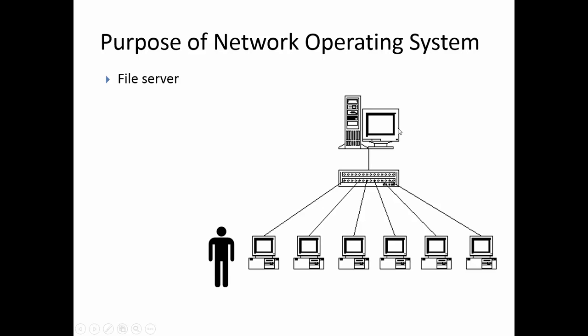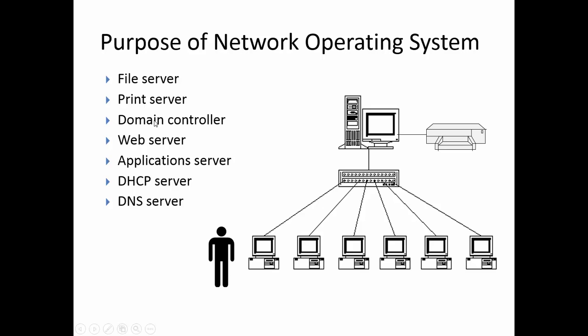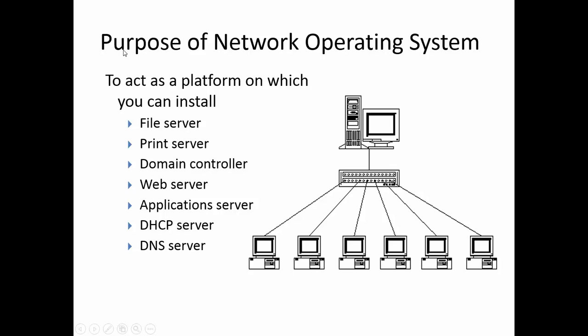But there are other purposes of an operating system as well. An operating system can act as a print server, or a domain controller, which is a login server, or a web server, or an application server, or a DHCP server, or a DNS server. An operating system can perform many different functions. So you could say that the purpose of an operating system is to act as a platform onto which you can install the file server or the print server or the domain controller if you want to.